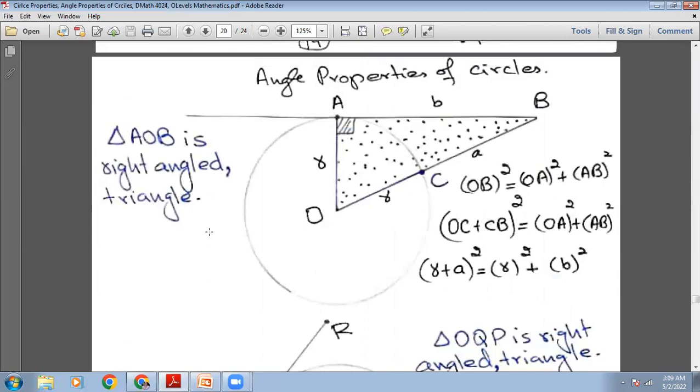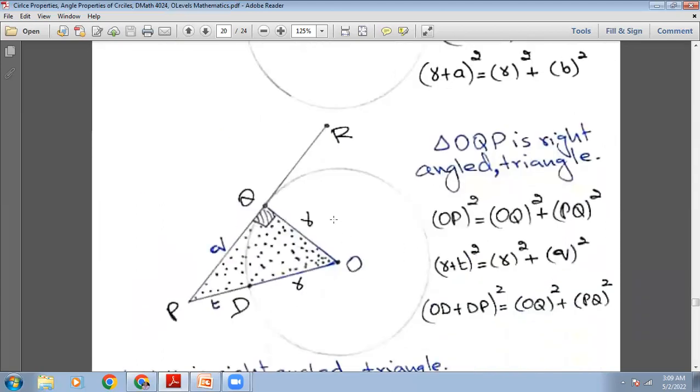Here we have a tangent, and the point of tangency has been joined with the center O, and this point B has also been joined with the center. So it will make a right angle triangle, because this angle is 90. So this is a right angle triangle. You can apply Pythagoras. So OB squared will be equal to OA squared plus AB squared.